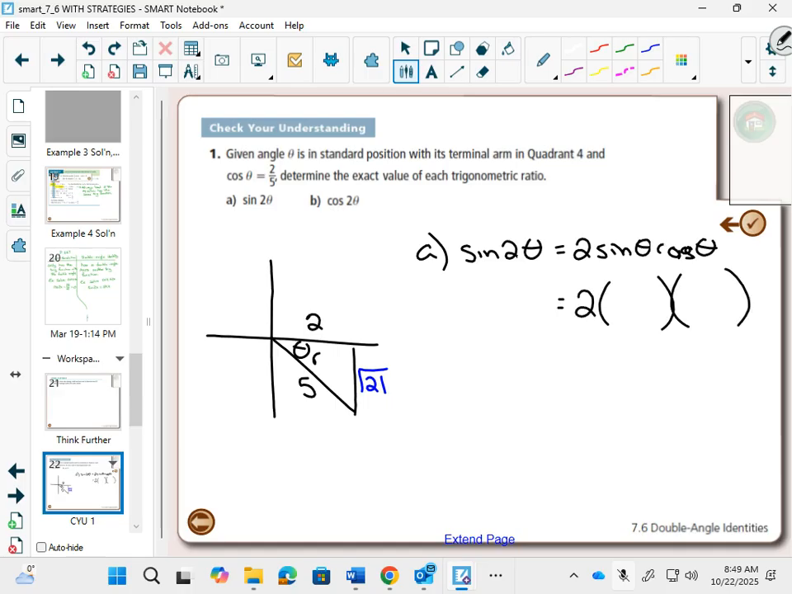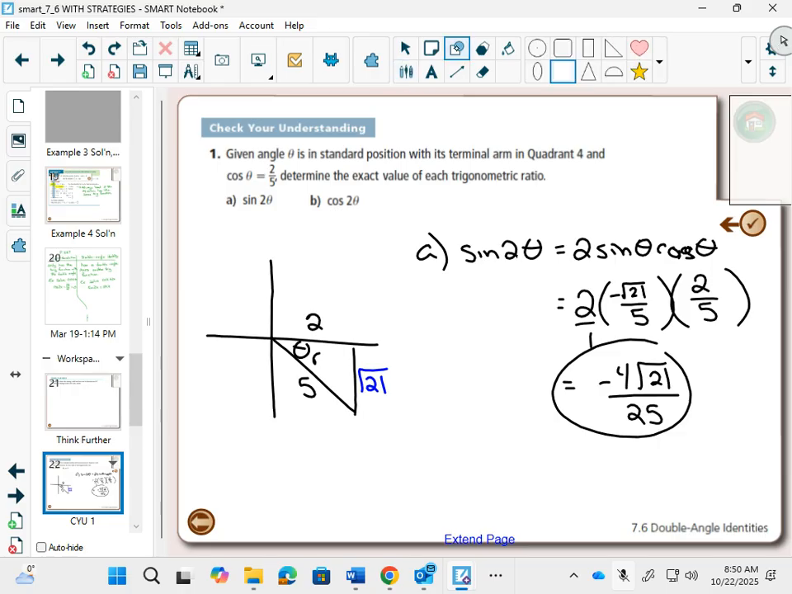if we have our triangle, we know the ratio for cos theta that was given to us in the question. They gave us that cos theta was 2/5. We look at our triangle, sine theta is going to be the square root of 21 over 5, and because it's in quadrant 4, it's going to be negative. And now we just have to say, how do you multiply fractions? This would be like a 2 over 1. Multiply the tops, negative 4 root 21, multiply the bottoms, over 25.